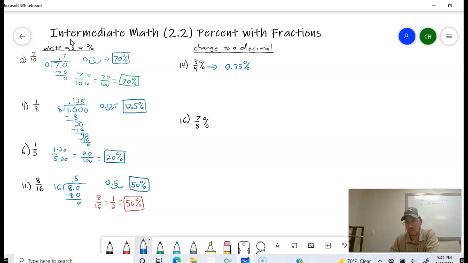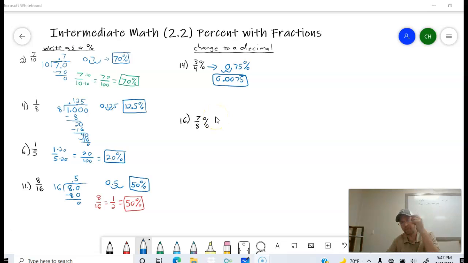Then I'm going to move my decimal, it's going to go backwards this time. I'm going to move my decimal 2 places to the left, just like we did in the last section. 0.0075, and that'll be my solution. Alright, we'll do one more.